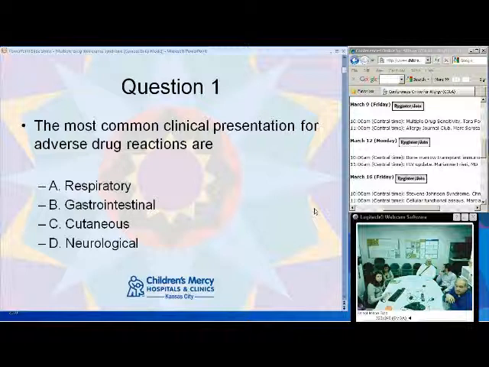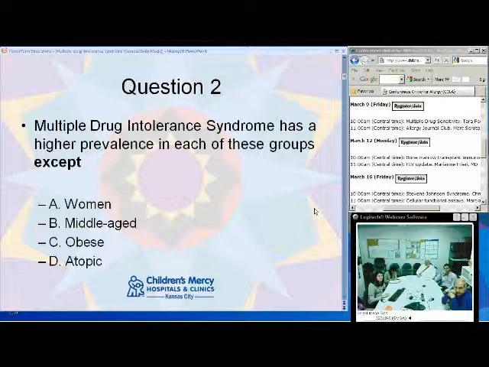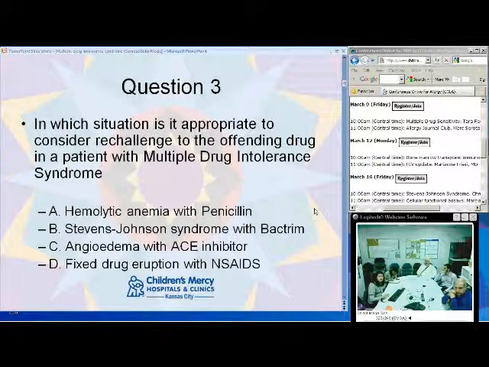First we'll go through a few questions. Question one, the most common clinical presentation for adverse drug reactions are respiratory, gastrointestinal, cutaneous, or neurological. Question two, multiple drug intolerance syndrome has a higher prevalence in each of these groups except women, middle-aged, obese, or atopic. And question three, in which situation is it appropriate to consider rechallenge to the offending drug in a patient with multiple drug intolerance syndrome? Hemolytic anemia with penicillin, Stevens-Johnson syndrome with Bactrim, angioedema with ACE inhibitor, fixed drug reaction with NSAIDs. And we'll go over these again at the end.